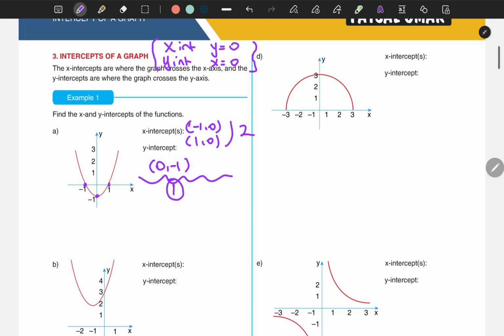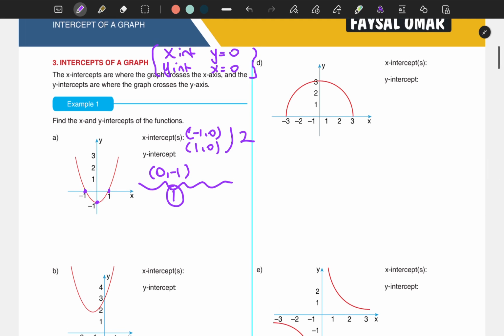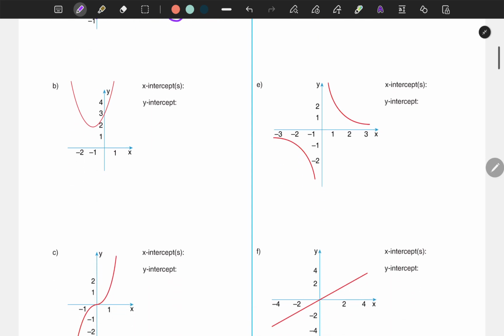Okay, next question. It's a semicircle, isn't it? When you look here, 1, 2. I have 2 times touching the x-axis. It means this, -3 and 0, and 3 and 0. Okay, so how about the y-intercept? 1 time is touching, at 0 and 3. So totally how many do we have? We have 3.